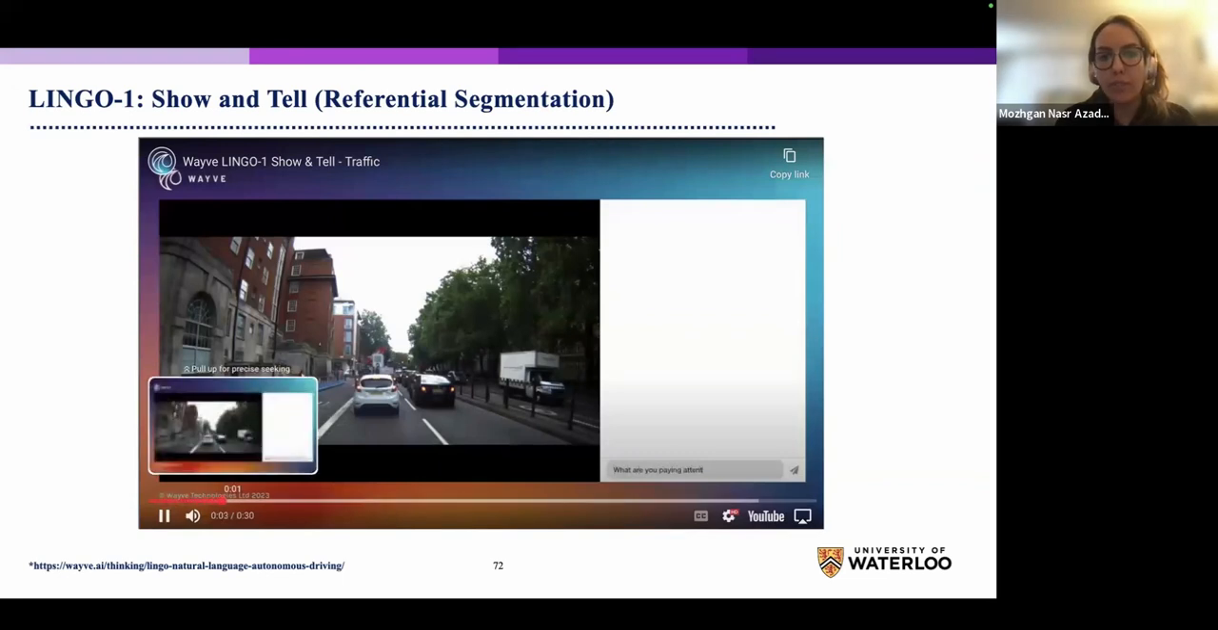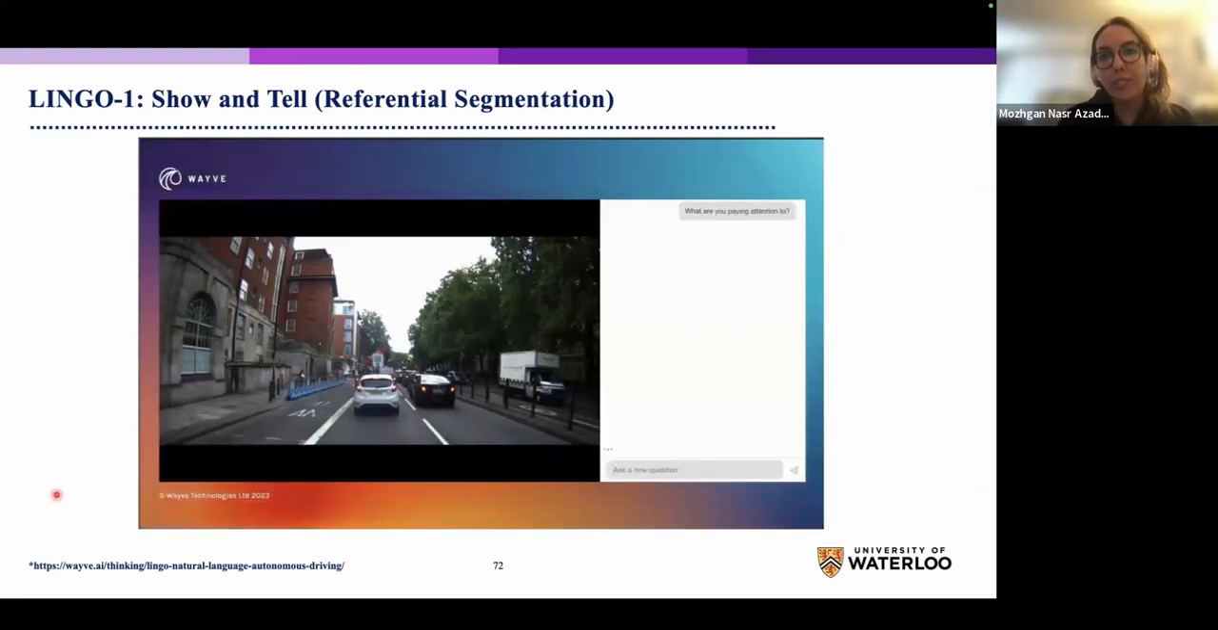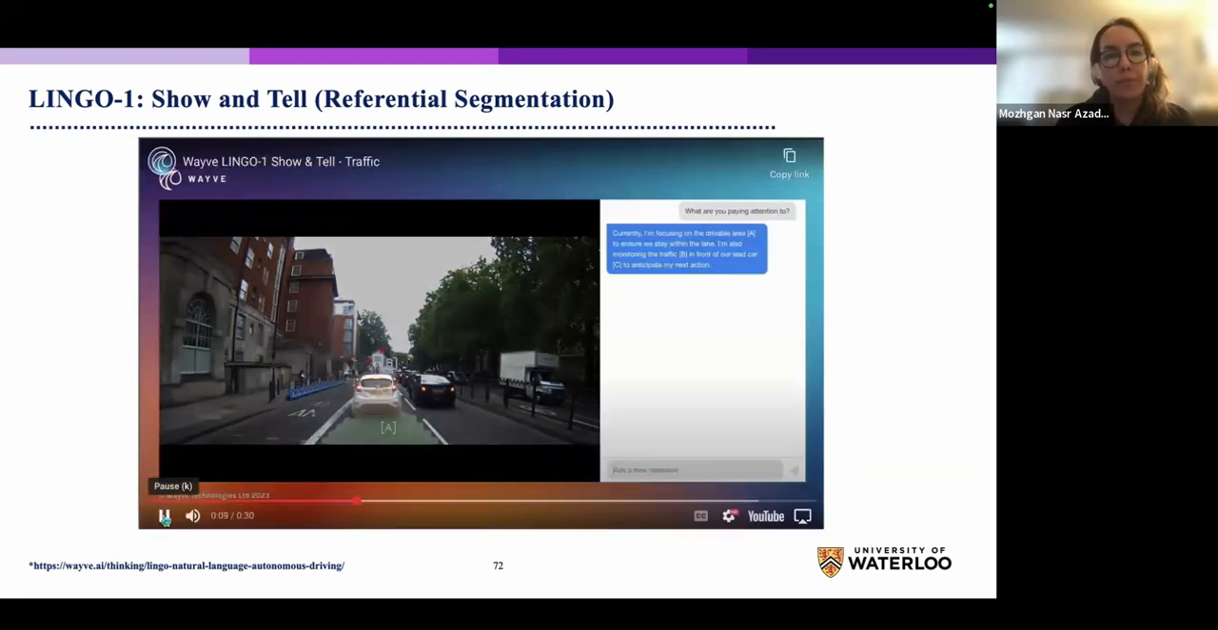Maybe I can pause so that you can see better. Here it is asked, what are you paying attention to? Let's pause for a second. It says that I'm focusing on the drivable area, and you can see it's not only text, it's also showing us. That's why it's show and tell. It's not just tell, it's showing us where in the driving scene it's actually paying attention. So the drivable area, to ensure we stay within the lane. I'm also monitoring the traffic, the lead car after the ego vehicle, and it's also showing us what it means by lead car.